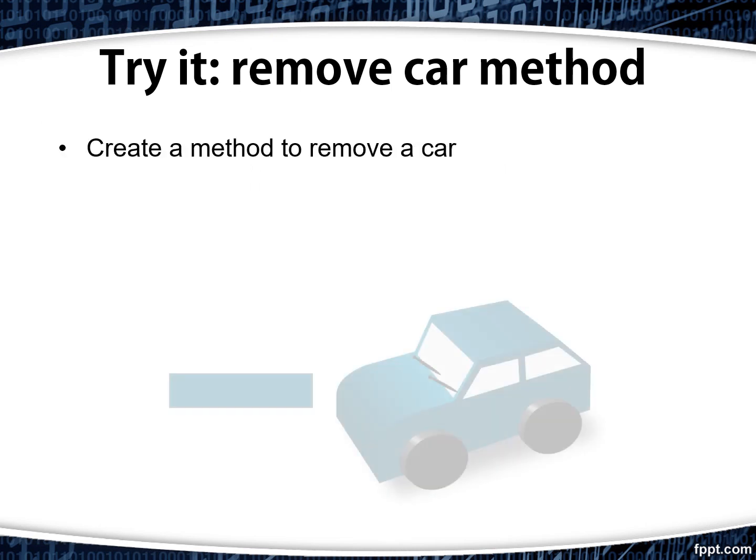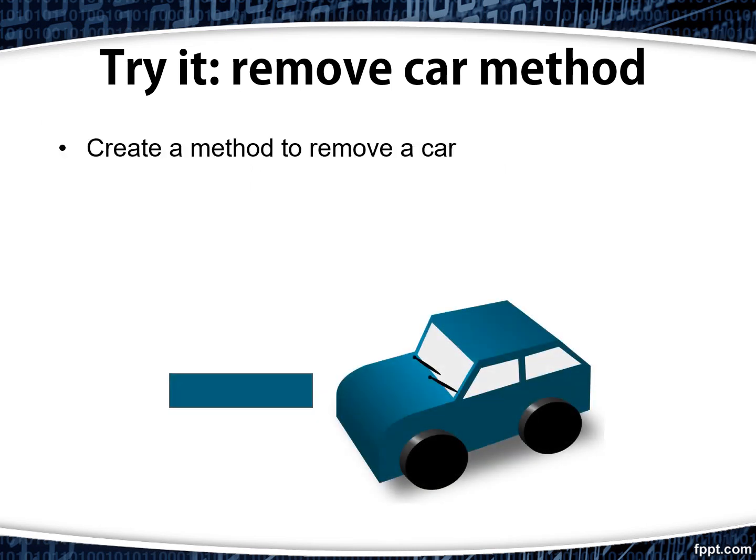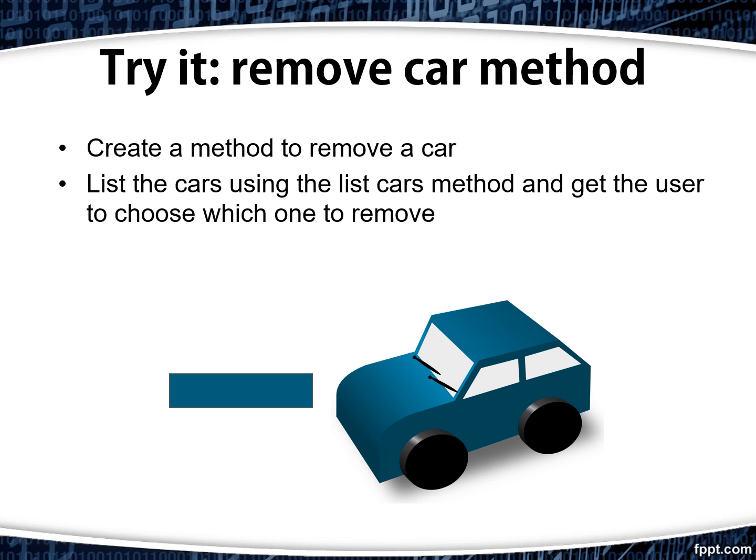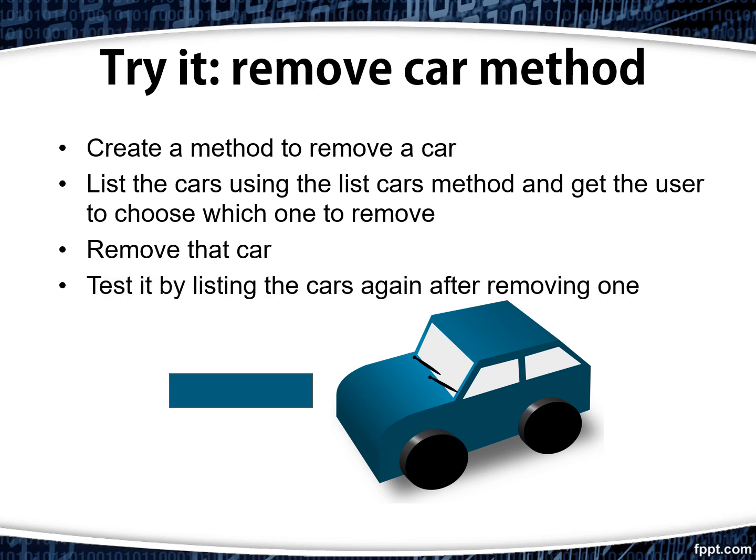Next, create a method to remove a car. List the cars using the list cars method you just created and get the user to choose which one to remove. Remove the correct car, then test it by listing the cars again after removing one. Pause this video now, and in a moment I'll go through the answers.